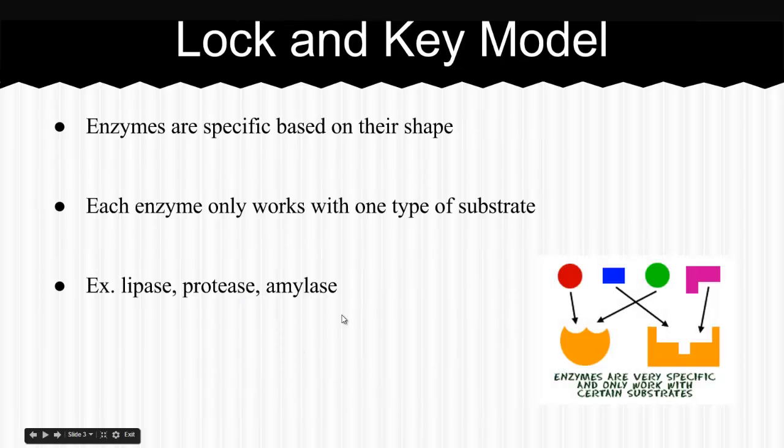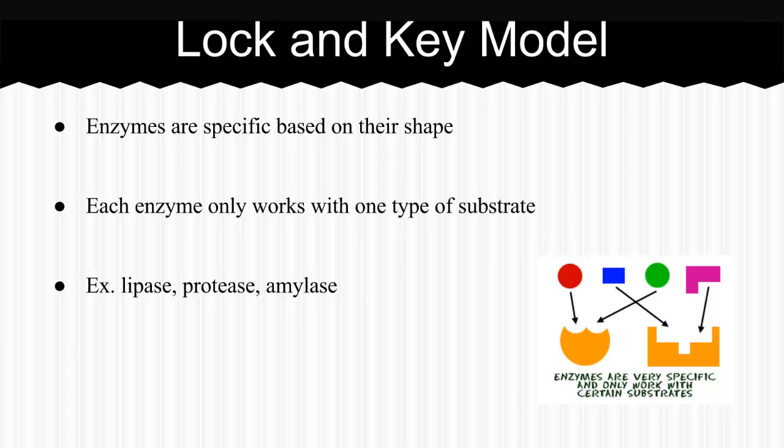You notice on the last slide that the shape of the substrate fit the enzyme exactly. And what that represented was something known as the lock and key model of enzyme function, which tells us that enzymes are specific. Every enzyme has one specific job. An enzyme that breaks down carbohydrates can only break down carbohydrates. It cannot break down proteins or lipids. What makes an enzyme specific is its shape. Each enzyme only works with one type of substrate.